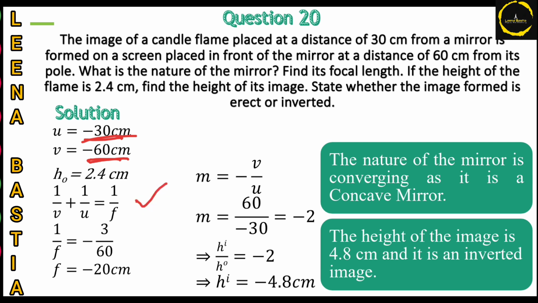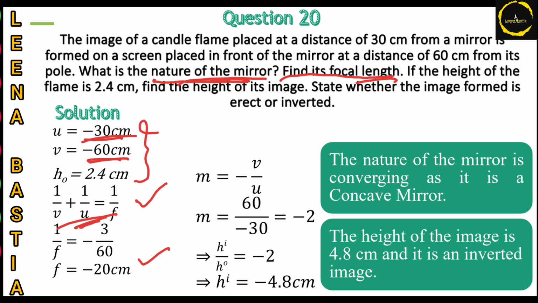These are the givens; whatever is given, we have to write first for the solution. Then you have to use the mirror formula to get the focal length. Why do we need that? Because it has been asked, find its focal length. Then it asks the nature of the mirror, what type of mirror it is. So we have to keep all this in mind. Let us see. 1 by f equals minus 3 by 60. After substituting the values and calculating, you will get f equal to minus 20 centimeter.